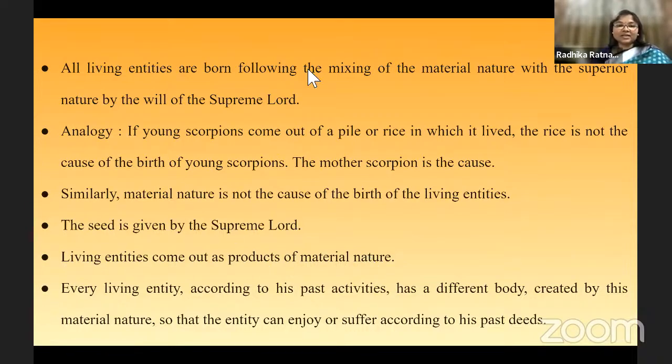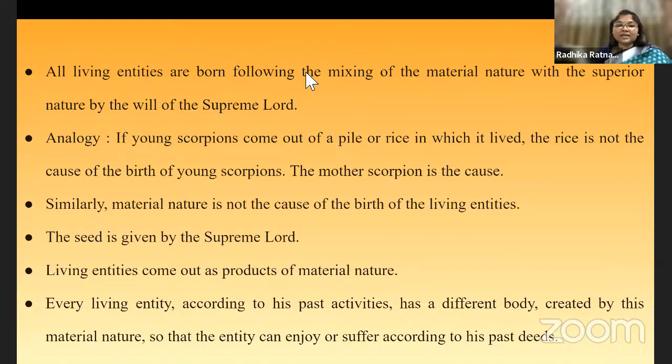It is very hard to say, but the living entities which are there belong to the progeny of the parents, all those things we say, but the ultimate source is again Krishna. Each living entity, according to his past activity, has a different body created by material nature, so that the living entity may enjoy or suffer according to his past deeds.